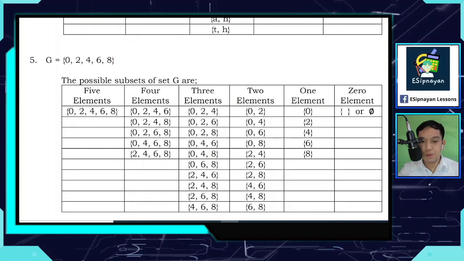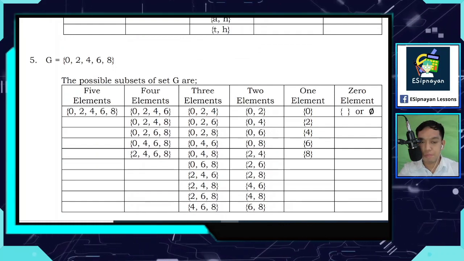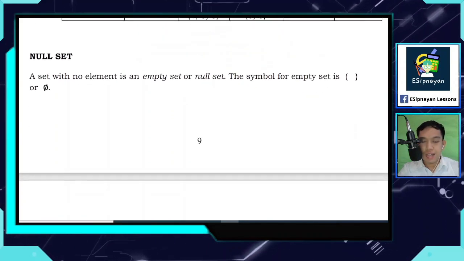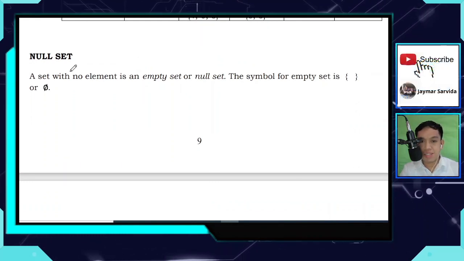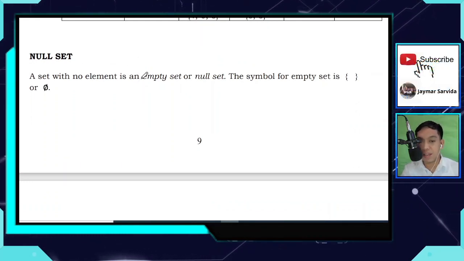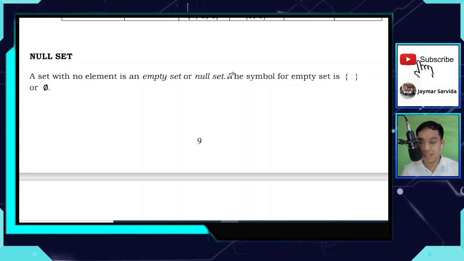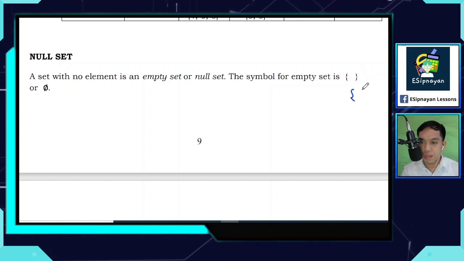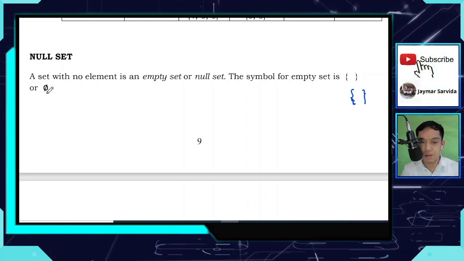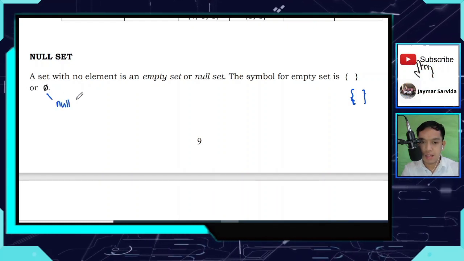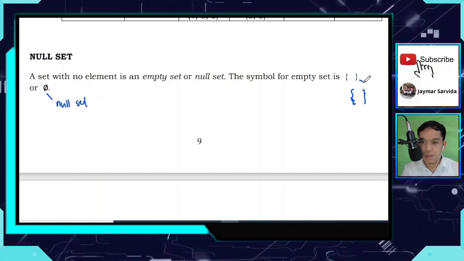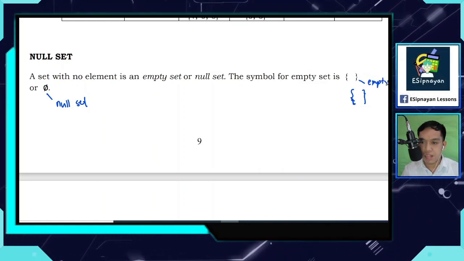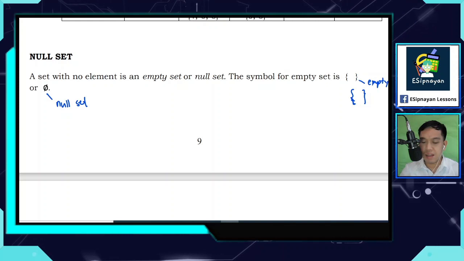The same also with example number 5. Okay. Ang null set naman, again, kapag sinabi nating null set is a set with no element, wala siyang element, that is empty set or null set. The symbol for empty set is ito, dalawang braces na walang laman. Ang ibig sabihin yan, empty set. Ang symbol naman for null set is ito. Yan yung null set. Ito ay empty set. Parehas lang yung dalawang yan.